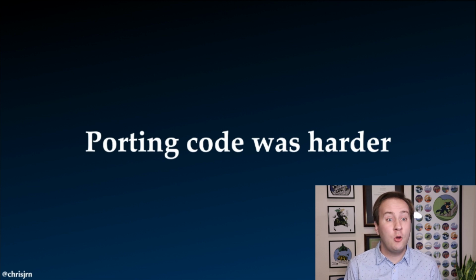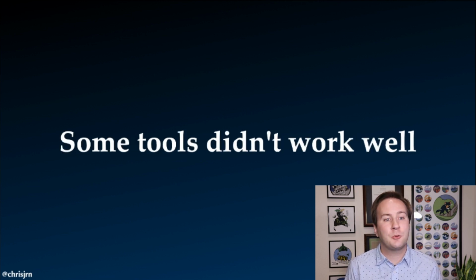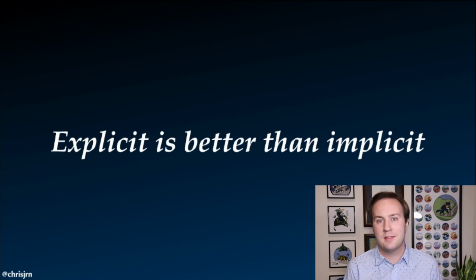Automatically translating code was difficult, which really shot us in the foot in the translation between Python 2 and Python 3. And tools like IDEs, which work really, really well and are indispensable in Java, were complicated to write and unreliable to use as a result. And as the Zen of Python says, well, explicit is better than implicit.